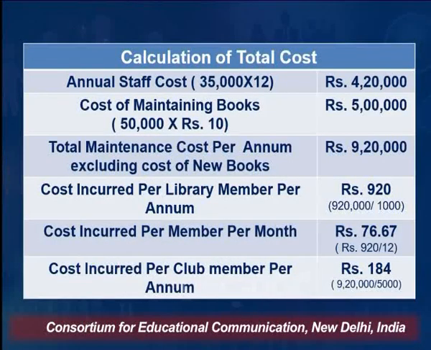Now if you ask me, the question was asking cost incurred per member per month. Very simple. Now since we have the per member cost, that is rupees 920, and this is the annual per member cost, very simple, you have to divide it by 12 to arrive at per month cost, which comes to be 76 rupees and 67 paisa.